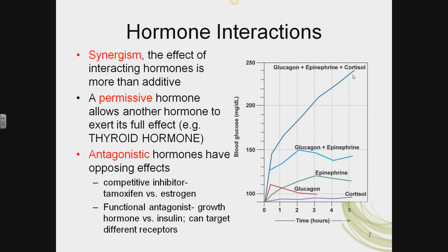Antagonistic hormones means they have opposing effects. An example of that would be growth hormone versus insulin. Growth hormone promotes more blood glucose levels. Insulin opposes that. And yet the 2 of them are released at the same time to ensure proper growth. And that's a fun story to talk about too.